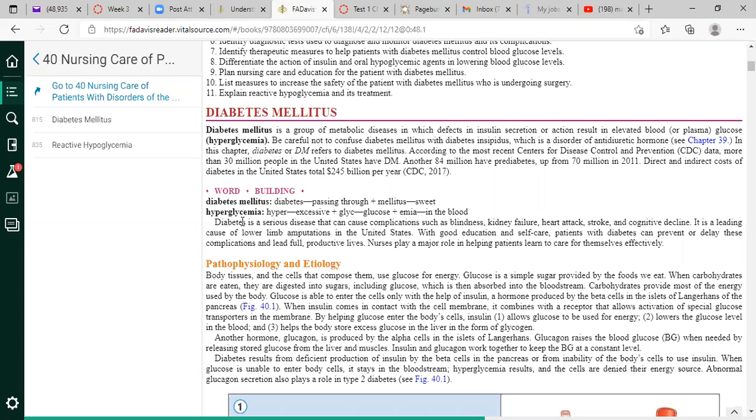And this paragraph right here says diabetes is a serious disease that can cause complications such as blindness, kidney failure, heart attack, stroke, and cognitive decline. It is the leading cause of lower limb amputations in the United States. With good education and self-care, patients with diabetes can prevent or delay these complications and lead full productive lives. Nurses play a major role in helping patients learn to care for themselves effectively.